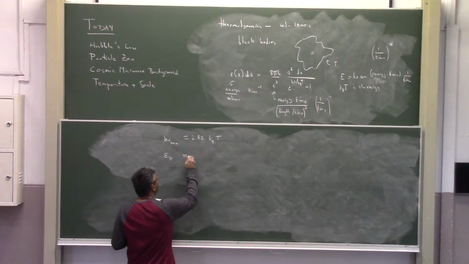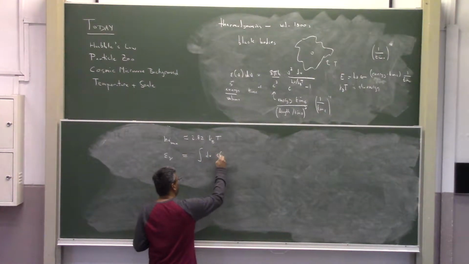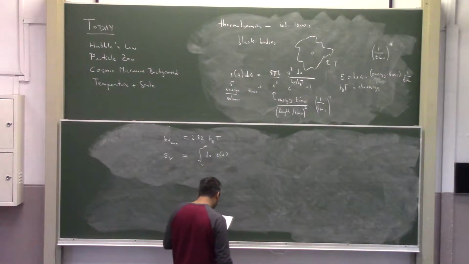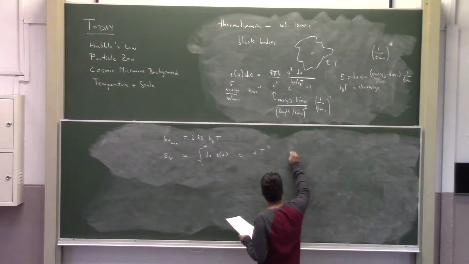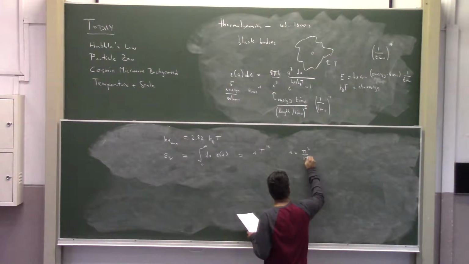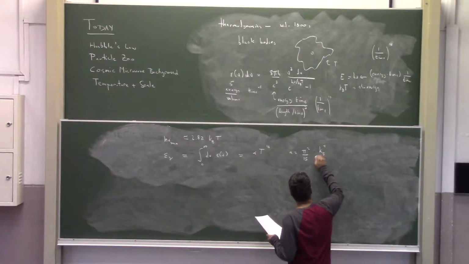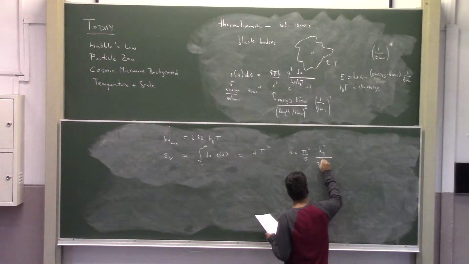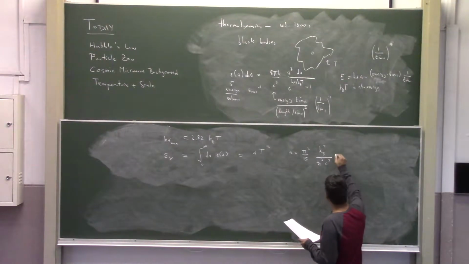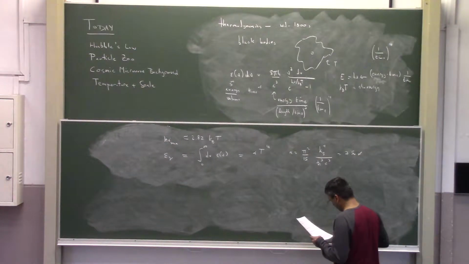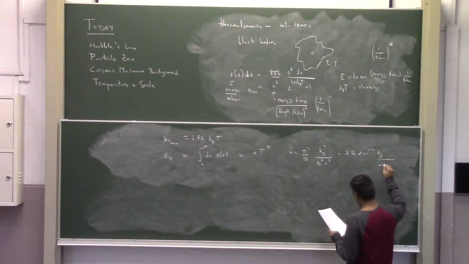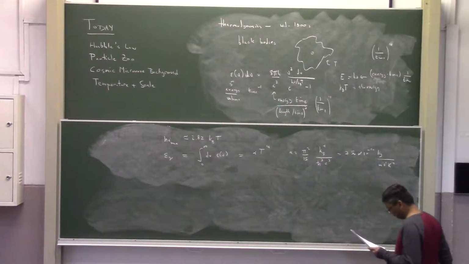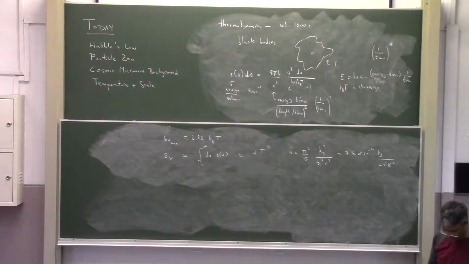If you integrate over all frequencies, epsilon radiation is the integral of d nu, epsilon of nu, from 0 to infinity. And this works out to alpha T to the 4th, where alpha is pi squared over 15, kBoltzmann to the 4th over h bar cubed c cubed. And this is 7.56 times 10 to the minus 16 kilogram per meter second squared Kelvin to the 4th. So that's the energy density of the radiation.